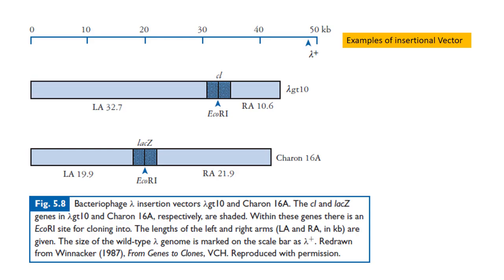Some examples of lambda insertional vectors. One example is lambda gt10 and second one is Charon 16A. In case of lambda gt10, there is an EcoRI site at the cI gene which can be digested and where the foreign DNA can be inserted. In case of Charon 16A, engineered lambda lacZ gene is there in the genome with an EcoRI site which can be digested and which can be used as your cloning site for insertional vector.